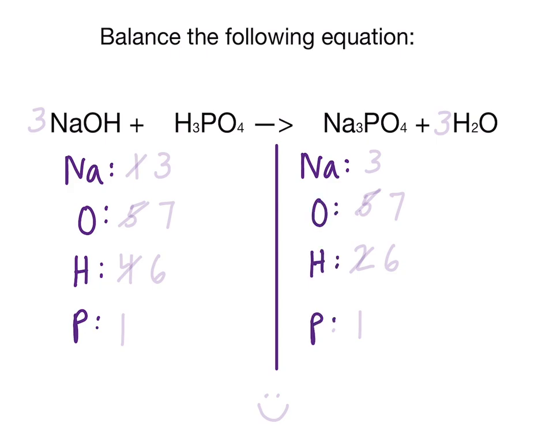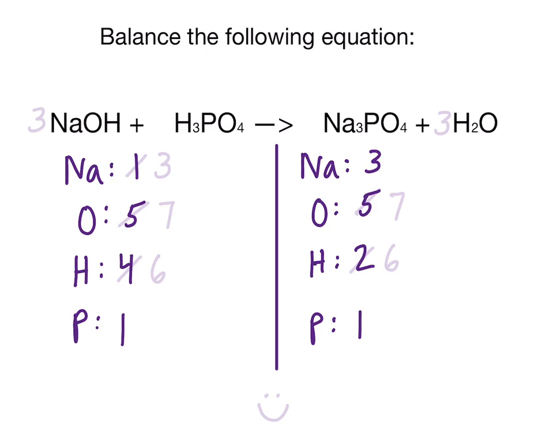So let's start off with the reactants. We have 1 atom of sodium, 5 atoms of oxygen, 4 atoms of hydrogen, and 1 phosphorus atom. In the products, we have 3 atoms of sodium, 5 atoms of oxygen, 2 atoms of hydrogen, and 1 phosphorus atom. Now, the easiest place to start is where we have an element that is only present in one reactant and one product. In this case, that is our sodium.